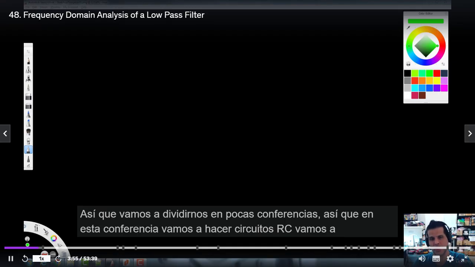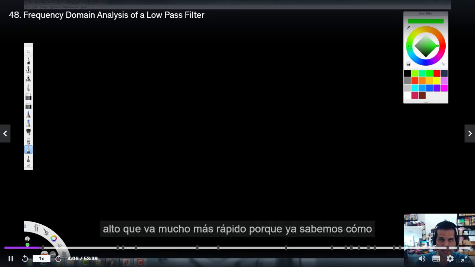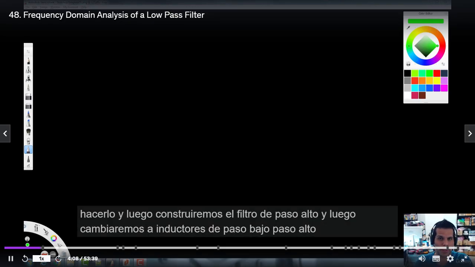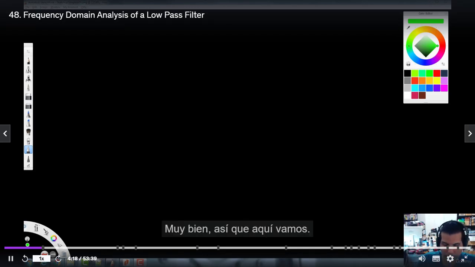In this lecture, we're going to do RC circuits. We're going to do an RC low-pass filter. And then we're going to go build the low-pass filter, and then we're going to come back and we'll do a high-pass filter, which will go much quicker because we already know how to do it. And then we'll build the high-pass filter, and then we'll switch over to inductors. So low-pass, high-pass, build some stuff, and then move to inductors and do the same thing. Okay? All right, so here we go.